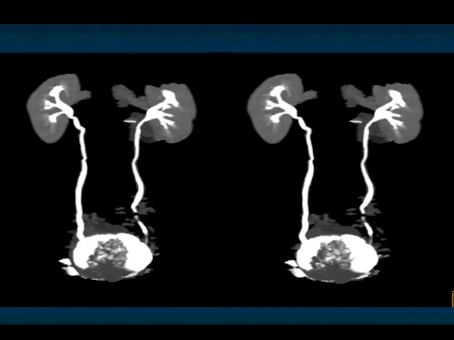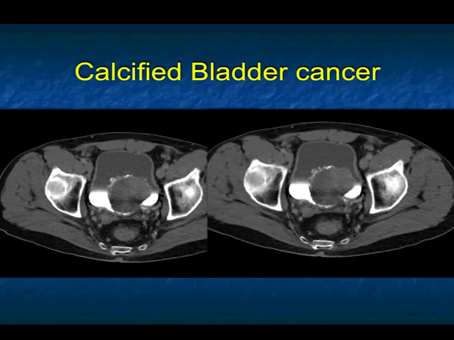Here it is on the 3D rendering with bone removal. Nice example of a bulky mass in the base of the bladder with calcification, consistent with a bladder cancer. Very nice example. So that's a dozen cases.